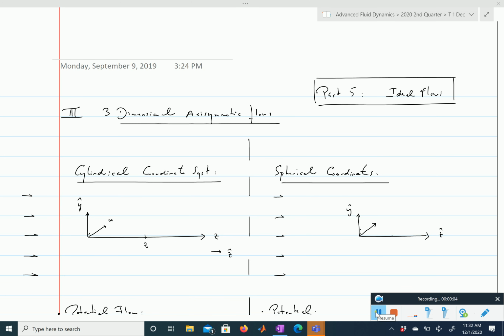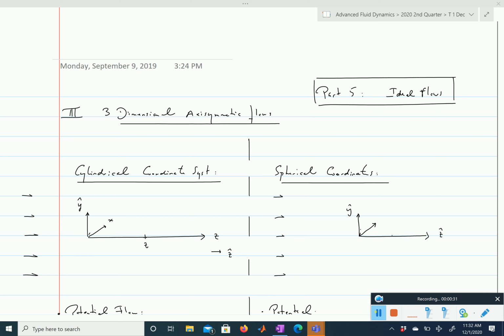Here we continue our discussion on ideal flow, and we are leaving for a second the realm of the 2D planar geometry that we've been discussing so far to look at ideal flows which are three-dimensional, so not in the plane, but three-dimensional and axisymmetric. So really, they are not fully three-dimensional because they are axisymmetric, but at least they are not two-dimensional planar.